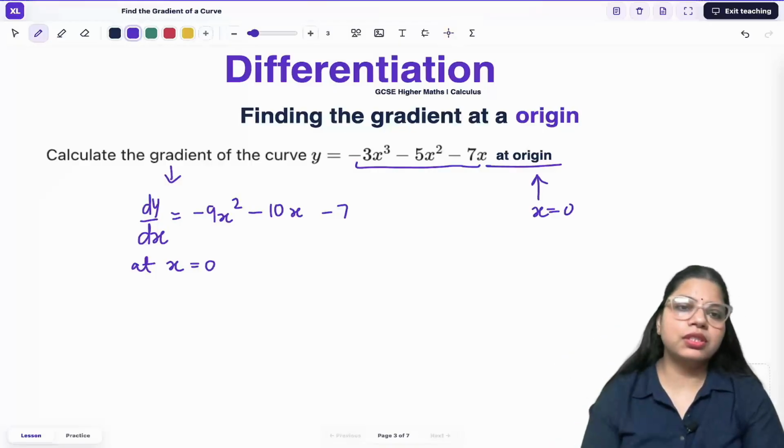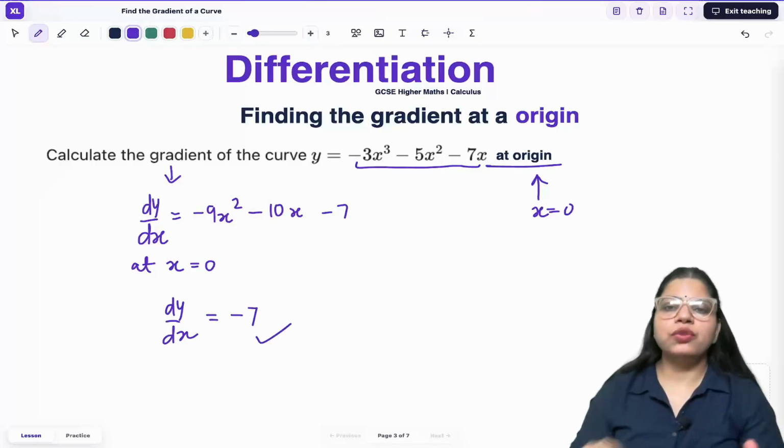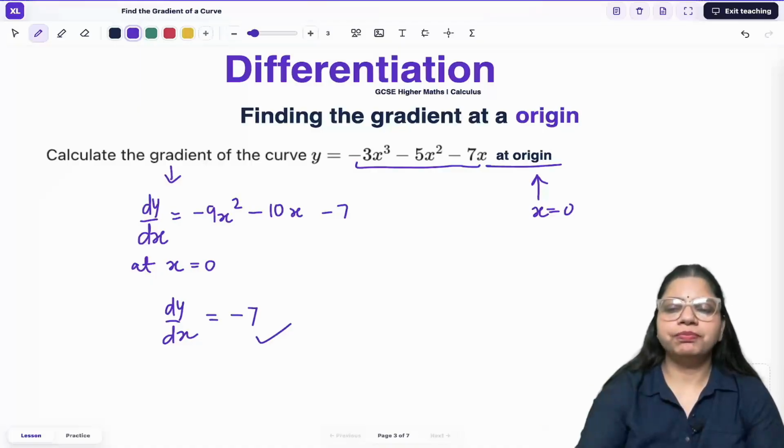If you substitute 0, what is the gradient? Everything turns out to be 0, because 0 multiplied with anything is 0. So the first two terms are 0, and you are left with minus 7 only. And that's your answer. So we have found the gradient at the origin.